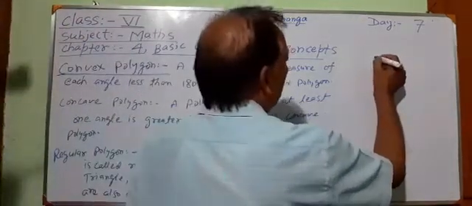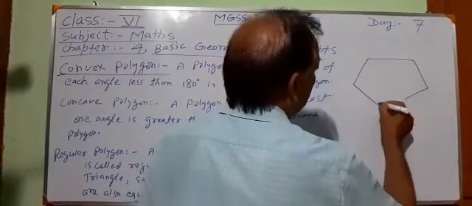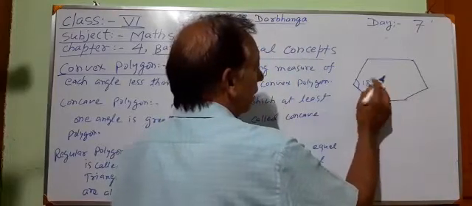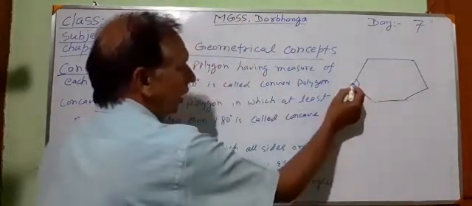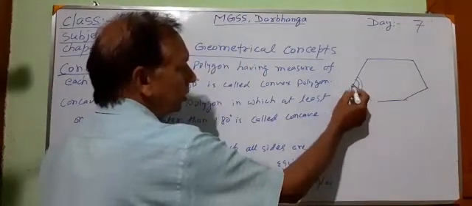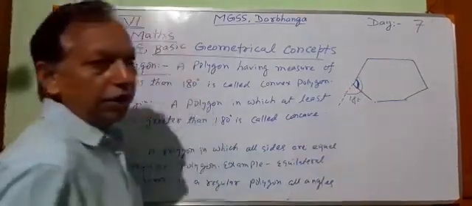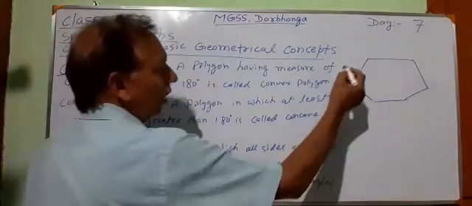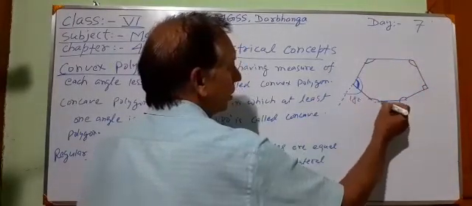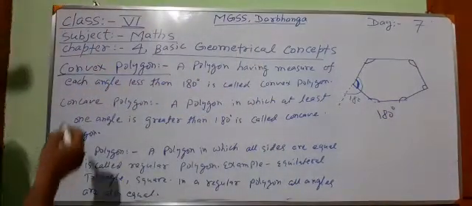Suppose we are drawing a polygon. Here what we are seeing, each angle is less than 180 degree. If we extend this side, then this angle is equal to 180 degree. But this angle is the actual angle of this polygon and this is less than 180 degree. Here all angles are less than 180 degree. So this type of polygon is known as a convex polygon.